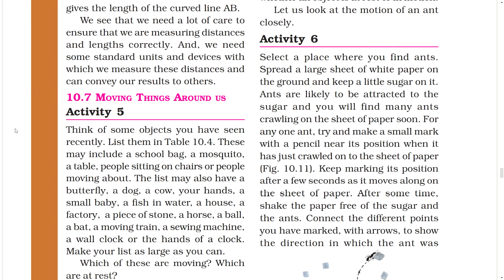Activity 6. Do this. Select a place where you find ants. Spread a large sheet of white paper on the ground and keep a little sugar on it. Ants are likely to be attracted to the sugar, and you will find many ants crawling on the sheet of paper soon. For any one ant, try and make a small mark with a pencil near its position when it has just crawled on to the sheet of paper.